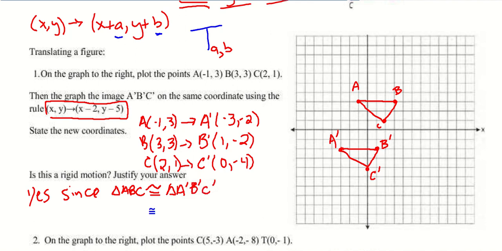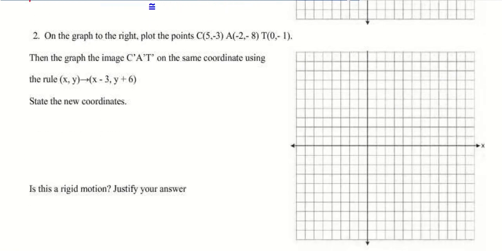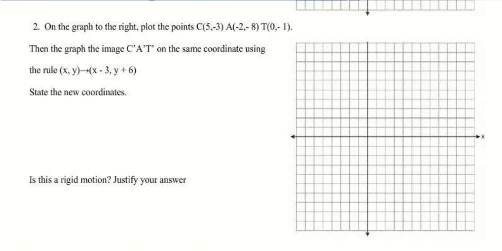If this wasn't a triangle, we couldn't talk about congruence. We would just say, yeah, the points look like they're the same distance apart and all that fun stuff. So congruence. Okay, so same size, same shape. All right, let's go to number 2. So try this one on your own. Pause it, go ahead and do that, and then we'll go over it together.